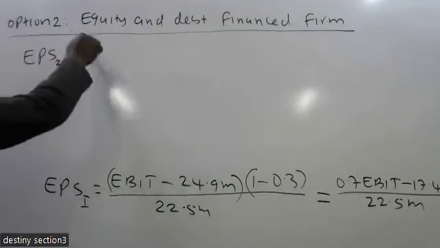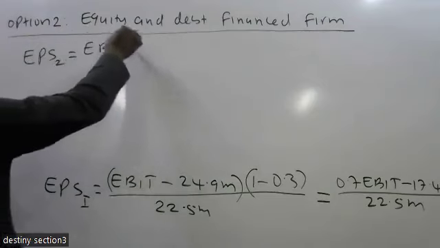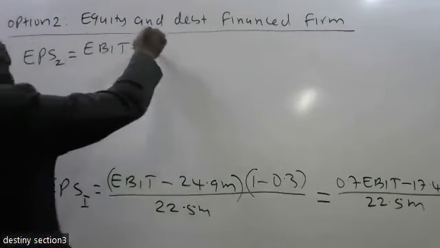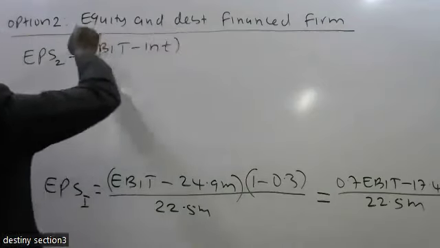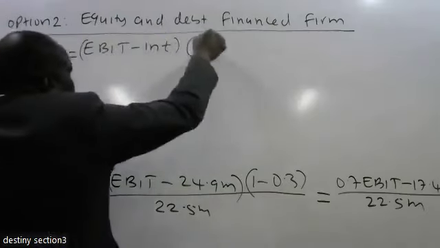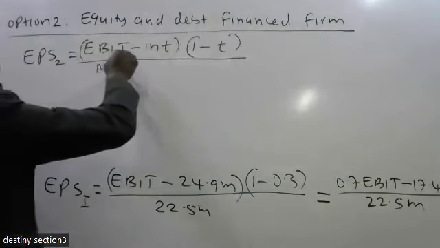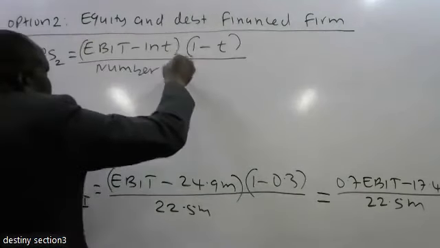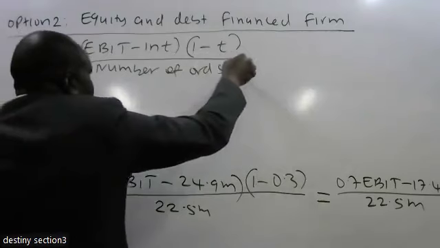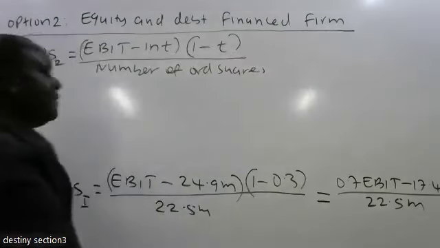It is still given by earnings before interest and tax. We subtract interest. Then 1 minus the tax rate. Then we divide by the number of the ordinary shares.